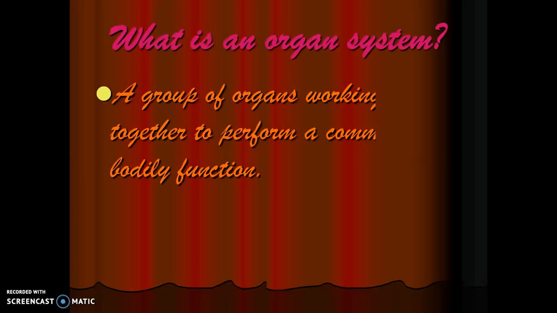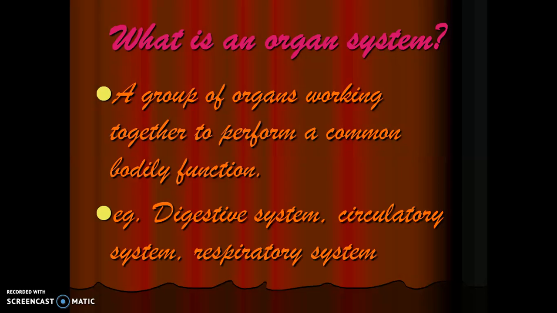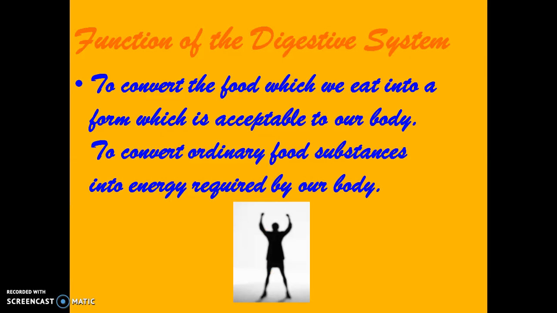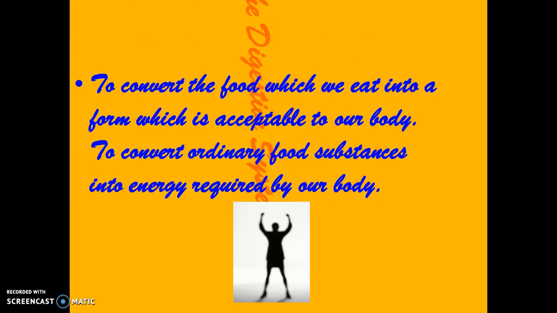What is an organ system? A group of organs working together to perform a common bodily function is known as an organ system. For example, the digestive system, circulatory system, respiratory system. The function of the digestive system is to convert the food which we eat into a form which is acceptable to our body, to convert ordinary food substances into energy required by our body.